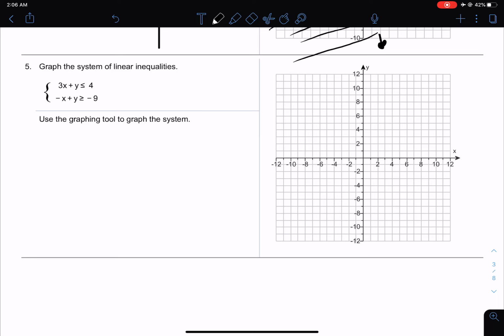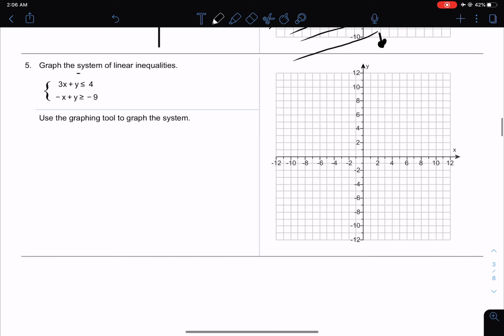Okay, number 5. This is a system of linear inequalities. There's still lines, and it's 2 of them at the same time, and you're still shading. So what could the solution possibly be? Well, the solutions, the x and y points, must be true for the first inequality and the second inequality. So what that means is the double shaded region is going to be your solution.